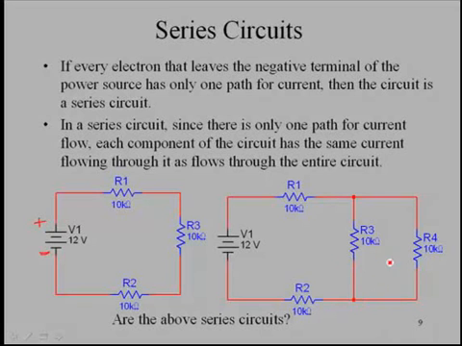So the circuit is going to go through this branch of resistors here, and then come back through this circuit. So this is no longer truly a series circuit. It is a series circuit, but it has a parallel branch over here. And later in this chapter we'll be looking at parallel circuits.